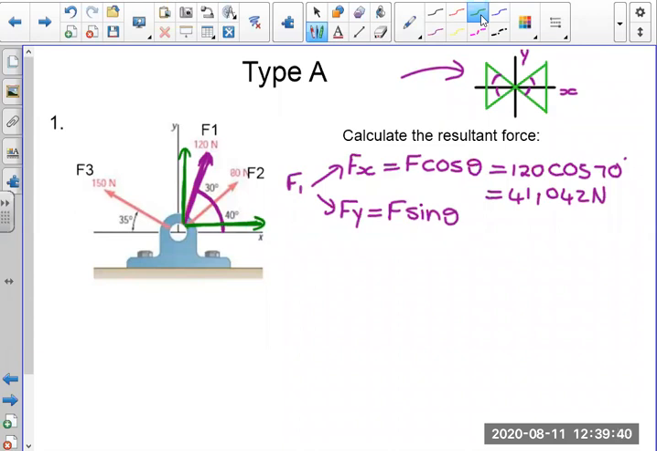So the x component is to the right. So I'm just going to write there for myself, I must remember that this one, that's the magnitude, to the right. When I look at the y component for this one, I use the same, so it's 120 sine, and then the angle is 70. So make sure that you understand what angle you need to use, because if you use the wrong angle, the whole thing is wrong.